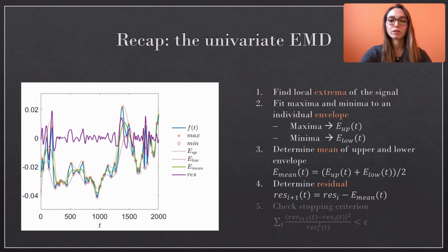Don't be confused by the notation that is used in this formula. In the first iteration, res subscript i is the signal f of t, but it is replaced by the outcome of this sifting in the second iteration of the inner loop. We will take a detailed look at this in a moment. So for the novel residual, we check a stopping criterion, which basically compares the deviation of this residual from the previous residual, or in the first iteration, its deviation from the original signal.